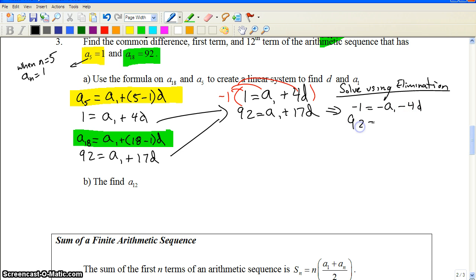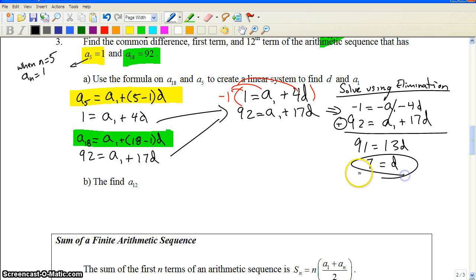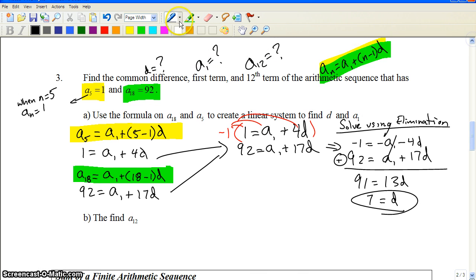And then we get 92 equals a sub 1 plus 17d. And then we can add those two equations. That becomes 91 equals, that drops out because that equals 0, and we get 13d. And we can solve that and get d equals 7. Great, we did the first part of this question. Woohoo! We're getting it done.